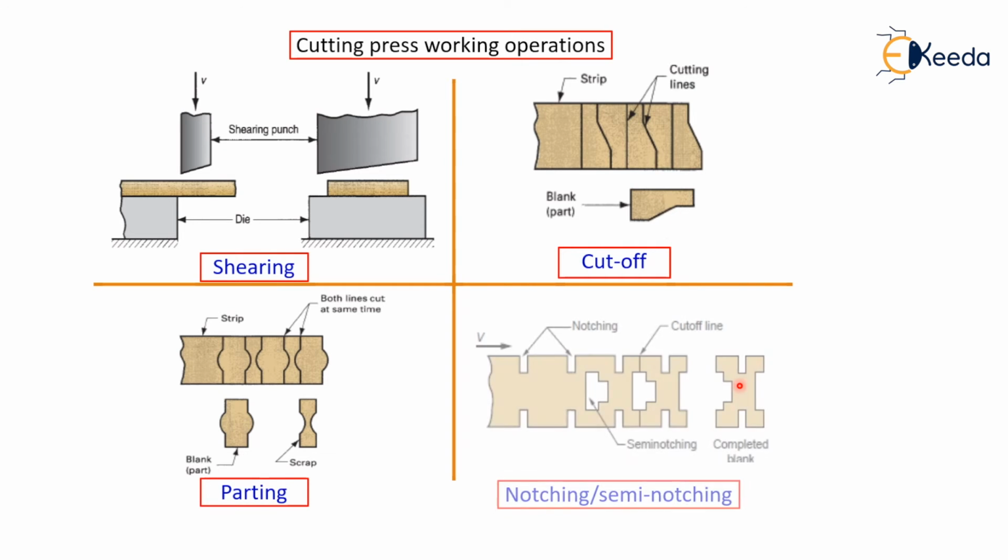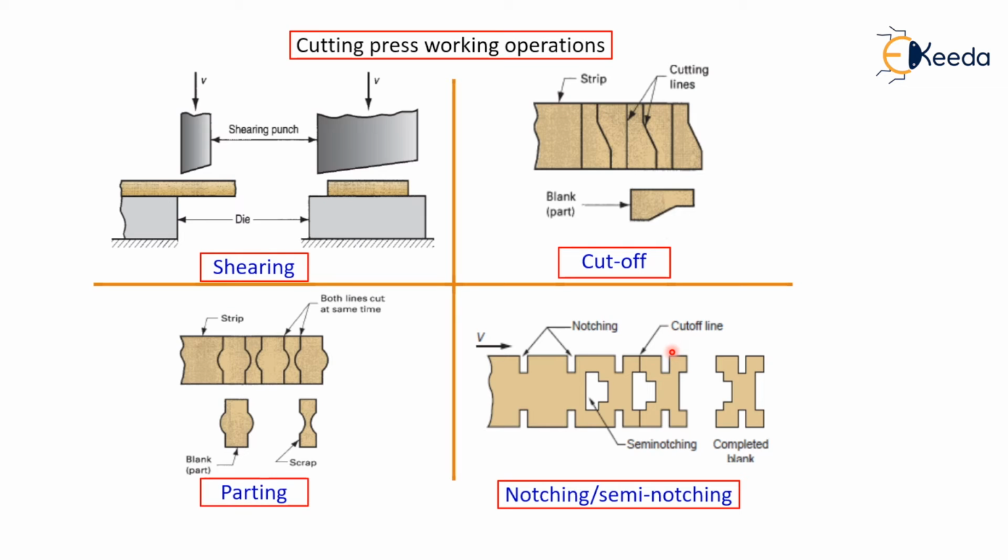Next cutting operation is notching and semi-notching. Notching involves the cutting out of a portion of metal from the side of the stock strip. This is the stock strip. So from the side, the cutting happens on the edges or side of the stock strip.